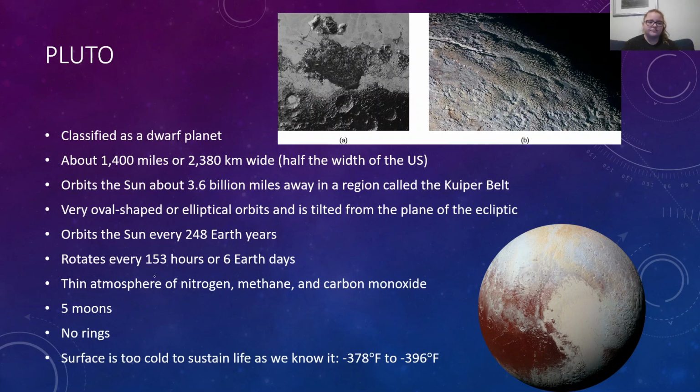rotating object. It has a very thin atmosphere of nitrogen, methane, and carbon monoxide, and it has 5 moons, no rings, and the surface is much too cold to sustain life as we know it, being negative 378 degrees Fahrenheit to negative 396 degrees Fahrenheit. Okay, so it's a very, very cold surface.